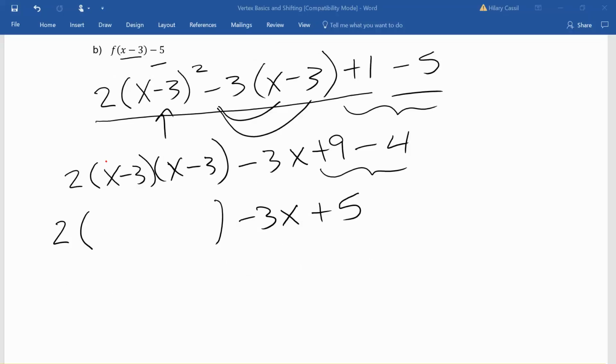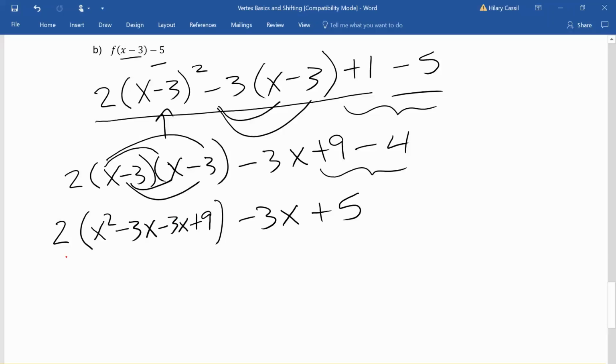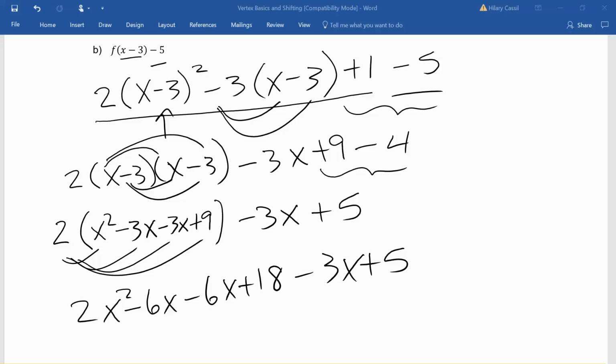So if we FOIL here, we are going to have x squared minus 3x minus 3x plus 9. And at this point we will need to distribute the 2 to everything in our parentheses. And our last step to simplify is going to be to combine like terms. So our final answer for this problem will be 2x squared minus 15x plus 23.